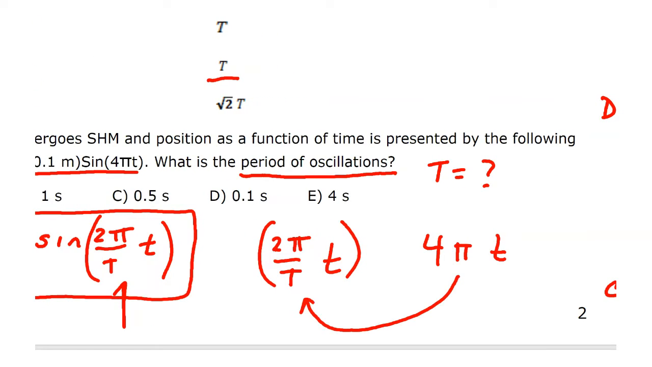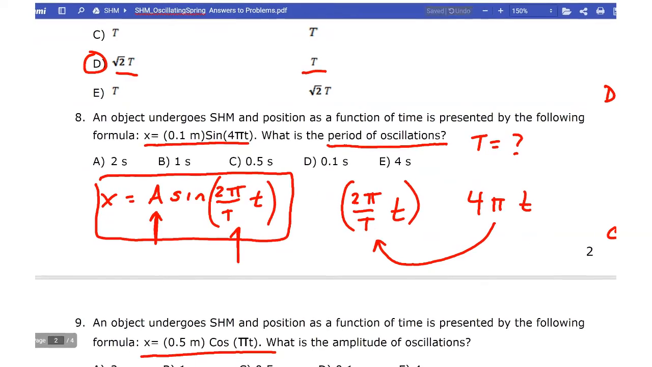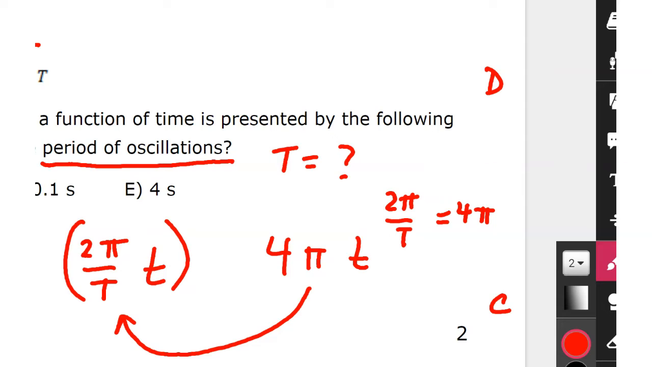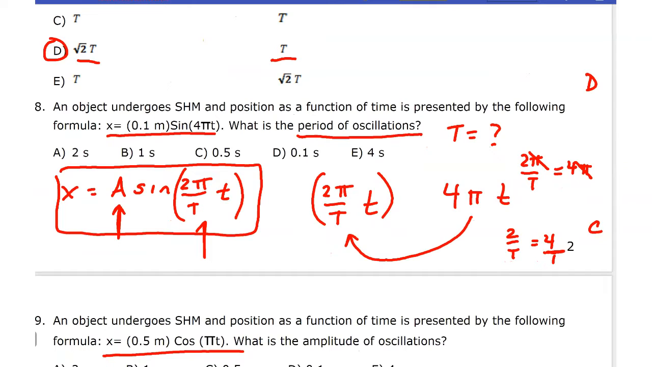So we look at that. 4 pi equals 2 pi over T. That means 2 pi over T equals 4 pi. Pi cancels out, and 2 over T equals 4. Cross multiply, making this 4 over 1: 4T equals 2. So T is 0.5, which is right here, 0.5 seconds.